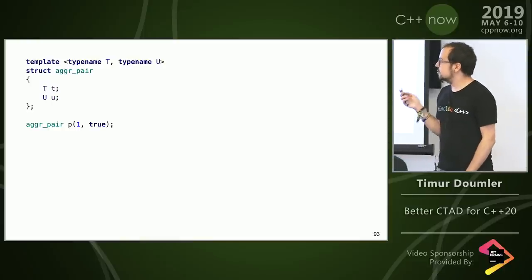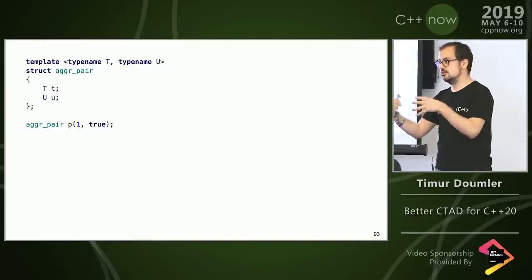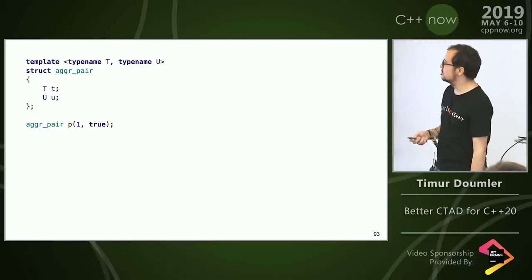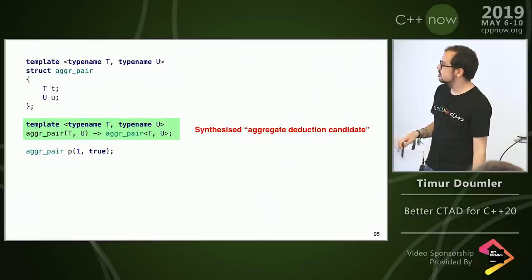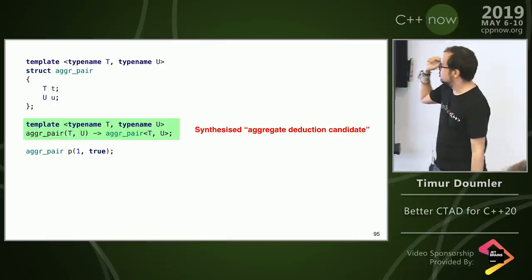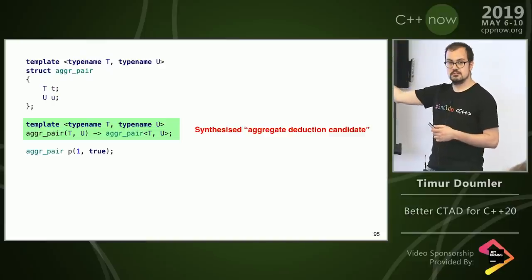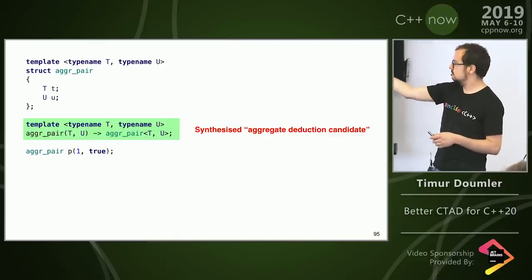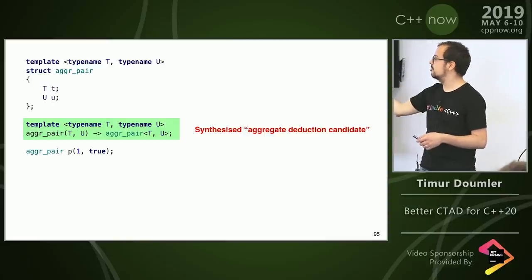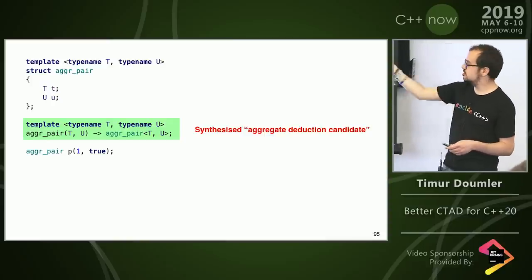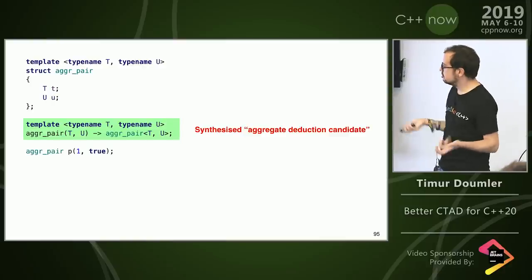And then what's going on? So how are we going to synthesize this guide? So we're going to say, what are the elements of this? If this were an aggregate, which it is not because it's a template, but if it were an aggregate, what are the elements? So we know what the elements of an aggregate are. So we're just going to synthesize the deduction guide, which I call the aggregate deduction candidate. And it's going to take the elements of the aggregate, and it's going to use them as parameters, and then it's going to deduce the template with those parameters. So it's going to literally synthesize the thing that you would otherwise have to write manually. So this is what's going to happen, and this is how it works.